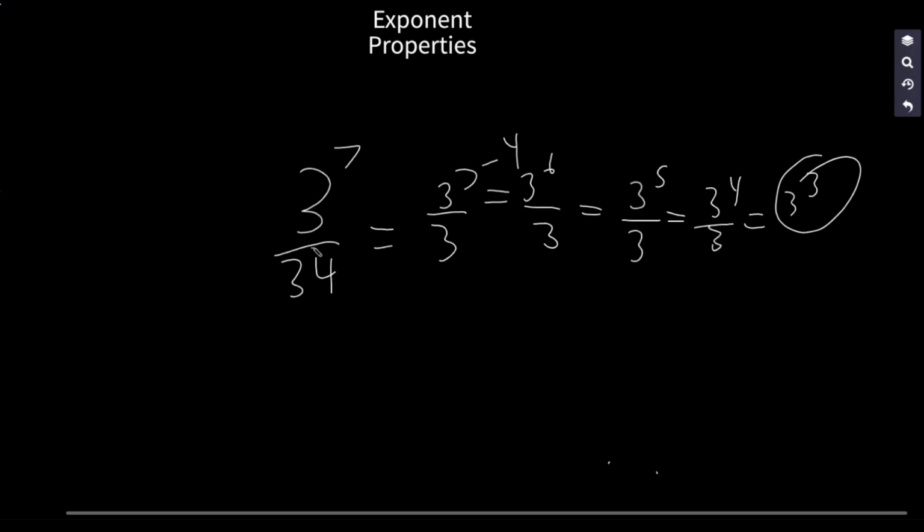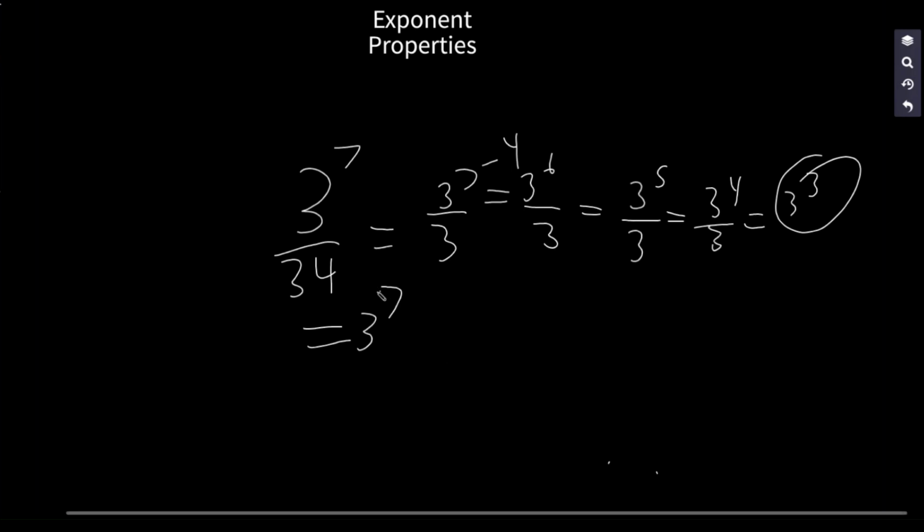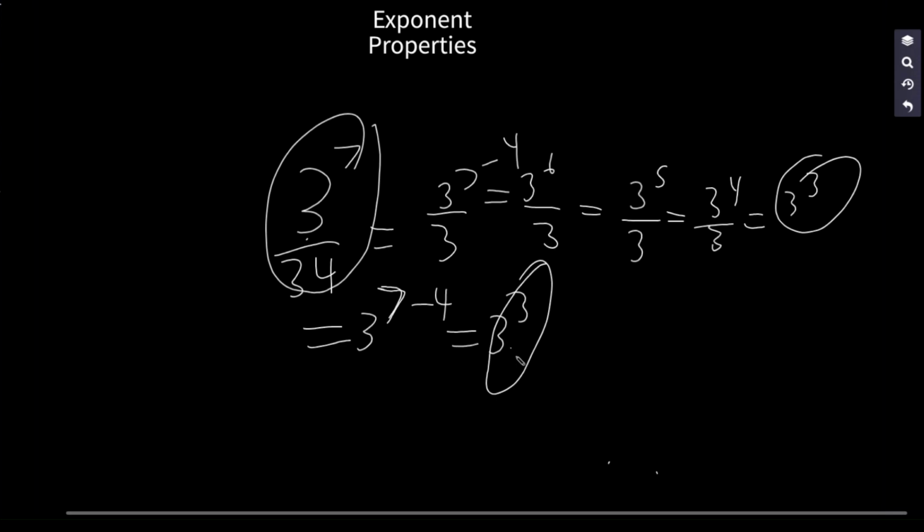So 3 to the 7th over 3 to the 4th, that's 3 to the 7th, and because we're dividing by 3 to the 4th, we're dividing by 3 4 times, so reducing the exponent by 1 4 times. So we're subtracting 4. This is 3 cubed. And you can verify this yourself. I'm not going to do the math, but you can use a calculator to determine this expression and see if it's equal to this expression.